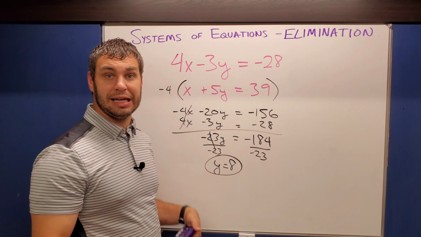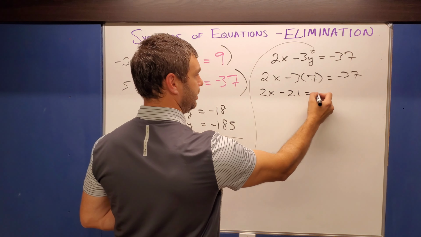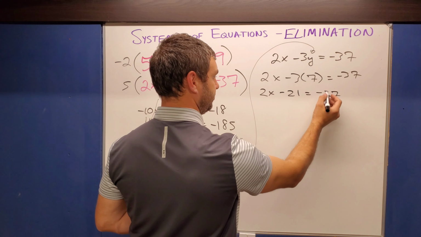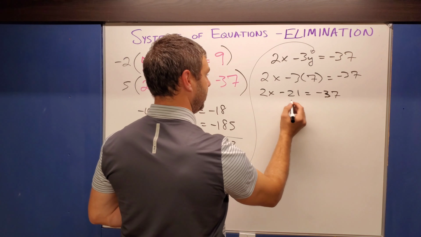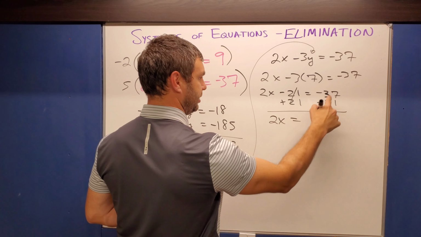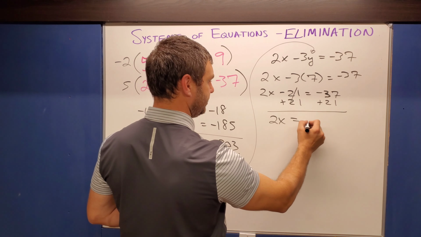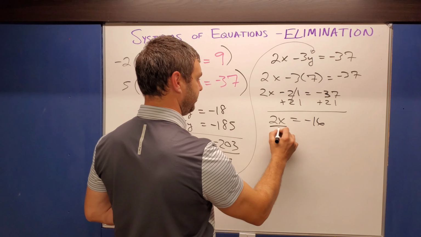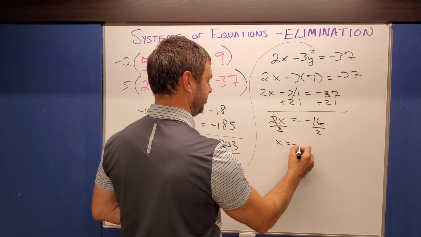Let's see, 2x, don't need parentheses, 2x minus 3 times, this is where I need the parentheses, equals negative 37. I need parentheses there because I'm subbing in 7. Okay, do some multiplication. 2x minus 21 equals negative 37. And add 21 to the other side. And what does this give me? 2x equals negative 16. Divide by 2, so x equals negative 8.